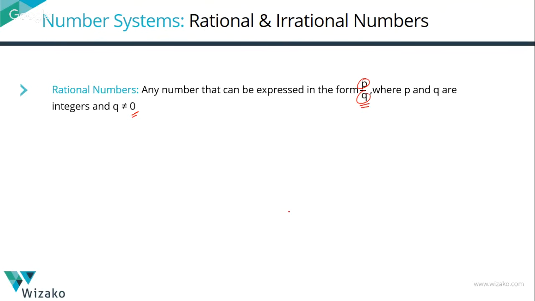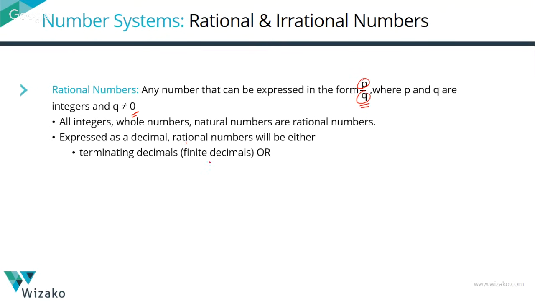When expressed as a decimal, how do these rational numbers look? These rational numbers, when expressed as a decimal, will be one of the following two. They'll either be terminating decimals, something like 5.2, this is rational. 9.85, this is rational. Are integers rational numbers? Obviously, we've seen them. Is it a terminating decimal? 5 is a terminating decimal. It is not going on infinitely. So go back to the first point: all integers, whole numbers, natural numbers are rational numbers. So they will be terminating decimals.